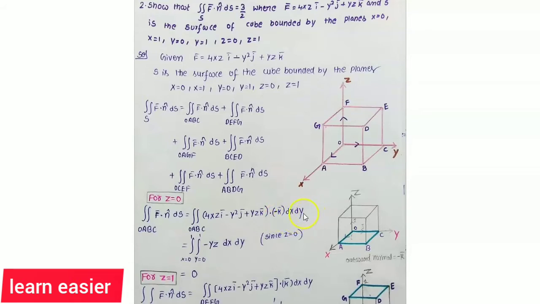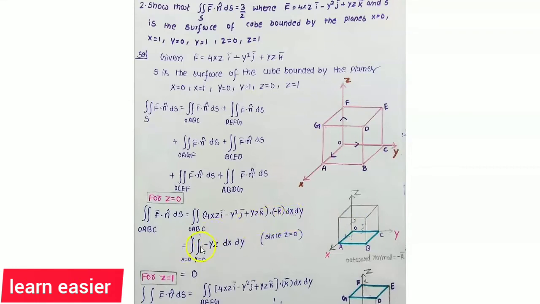Because dx dy is here, we have taken z equal to 0 in the xy plane. So in the xy plane we have the value of z as 0. So that's why we have taken the xy plane. For the xy plane we have to integrate by taking the x limits and y limits. That's why we have here dx and dy.